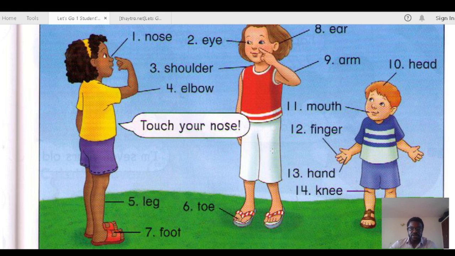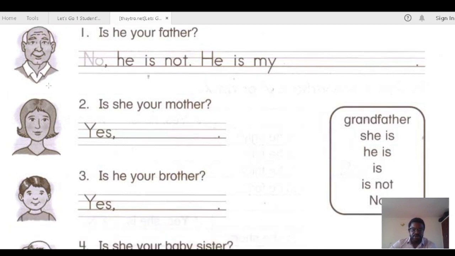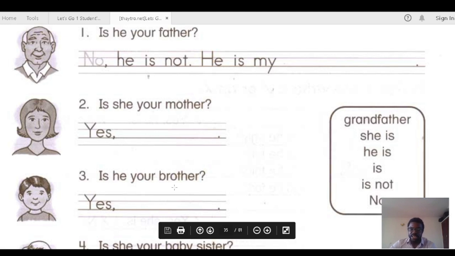Okay, with that said, let's quickly jump over to your workbook. Let's see. Read and write. Is he your father? I'm particular about here. Your father? No, he is not. He is my grandfather. My, your. Is she your mother? Yes, she is. Short questions and answers. Is he your brother? Yes, he is.